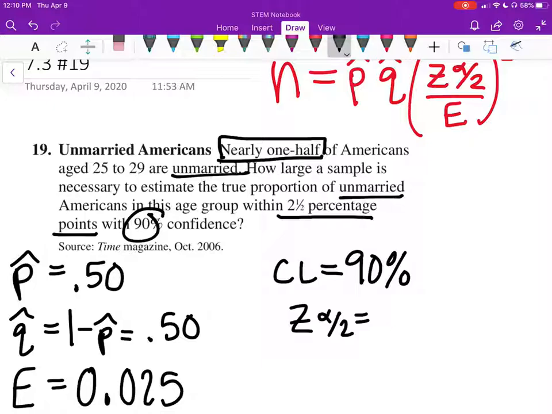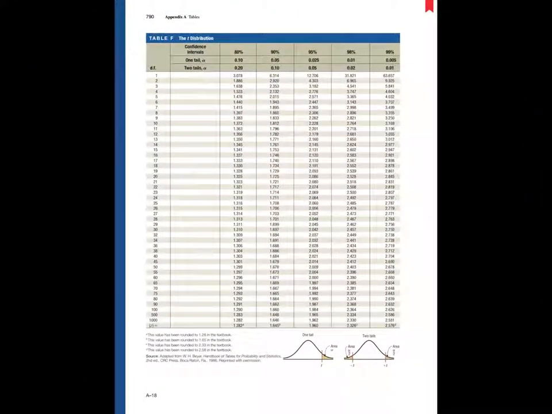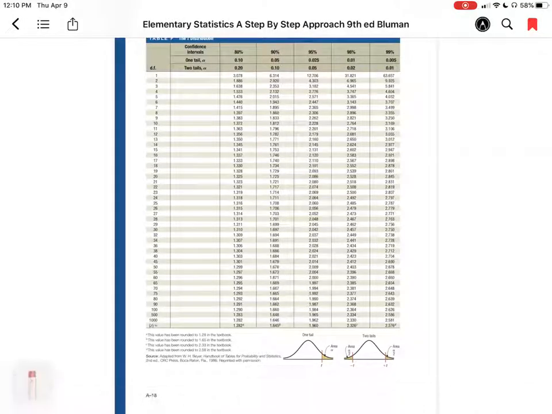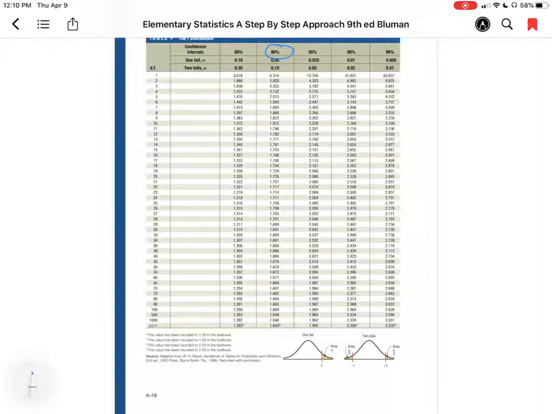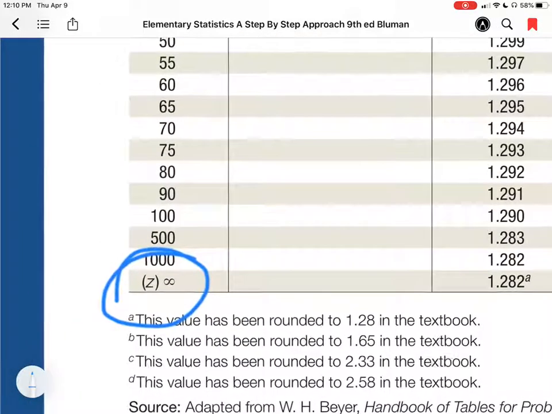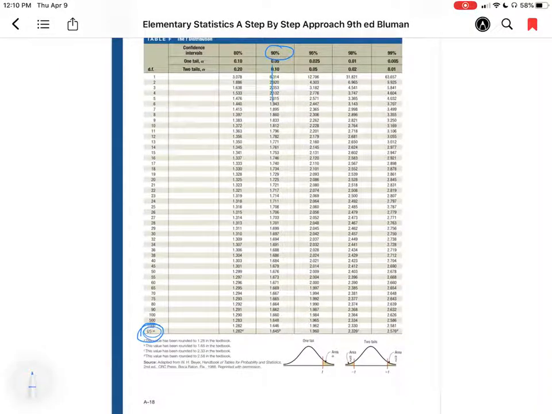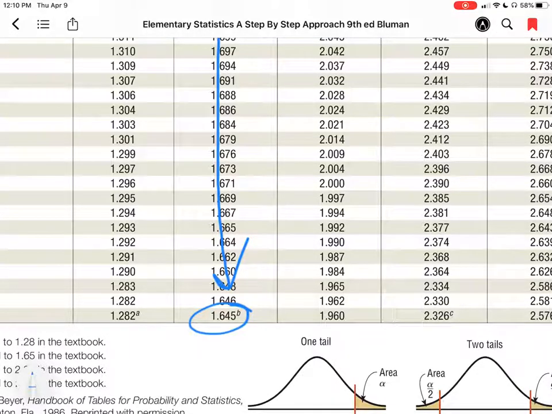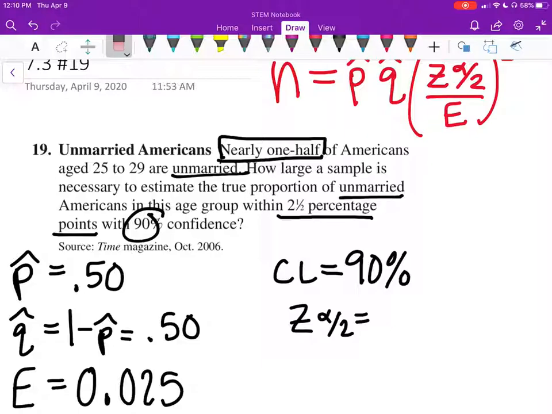So let's go find our z of alpha over 2 based on a 90% confidence level. Here we have 90%, and remember z's are at the bottom here for our t distribution, and all the way down to the bottom, 1.645. So z is 1.645.